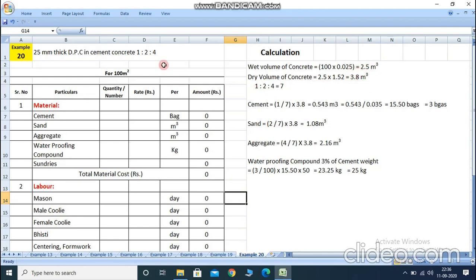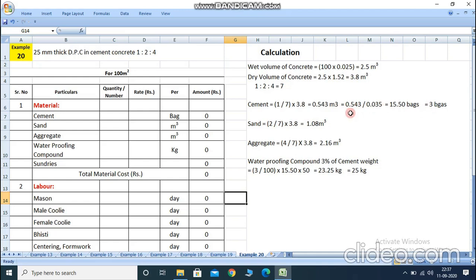Now the ratio is 1:2:4. Here the summation of 1 plus 2 plus 4 is equal to 7. Here 1 part is cement, 2 parts sand and 4 parts aggregate. Now for the cement calculation, cement is equal to 1 divided by 7. Here we take 1 because 1 part is cement, multiplied by 3.8. We take 3.8 from here. We got the answer 0.543 meter cube. Now here we got the answer in meter cube, but we require the cement quantity, the number of bags.